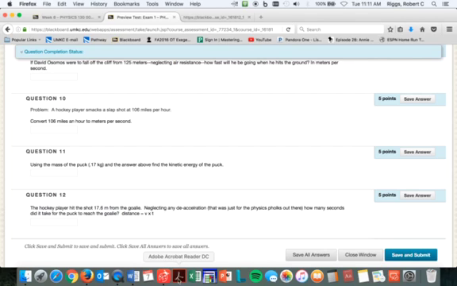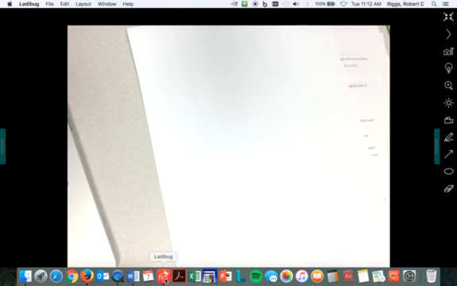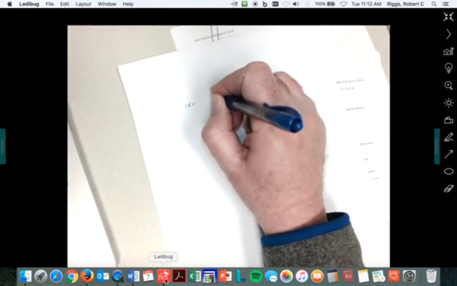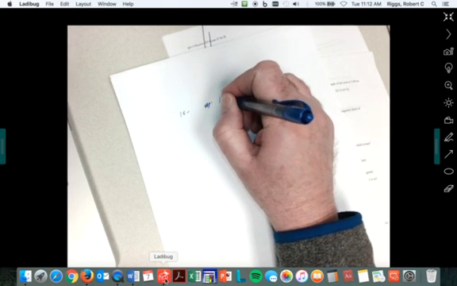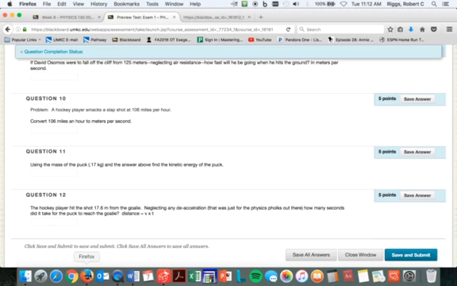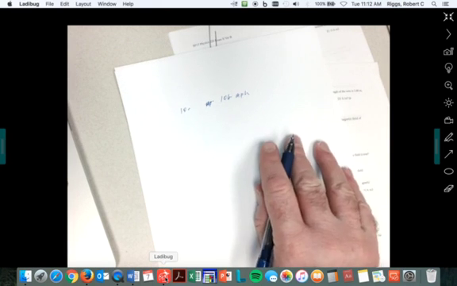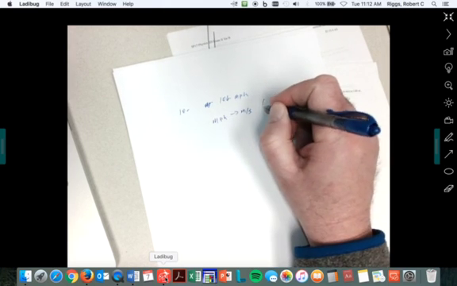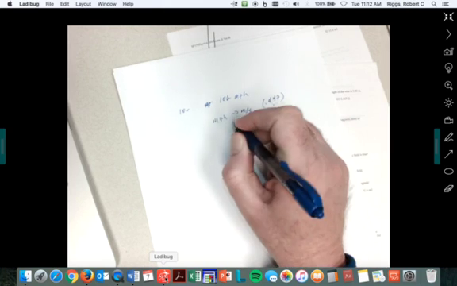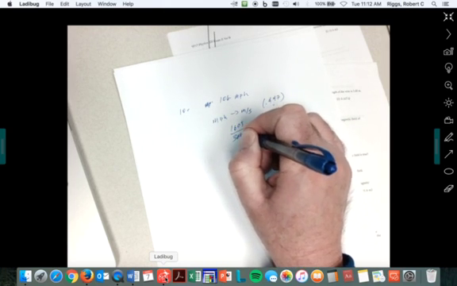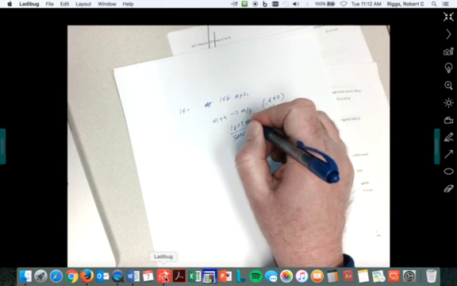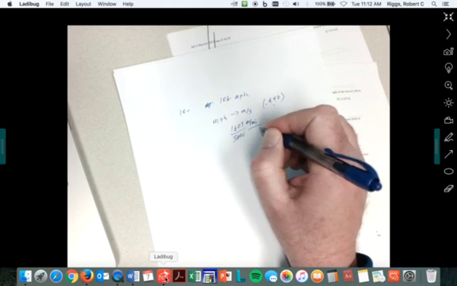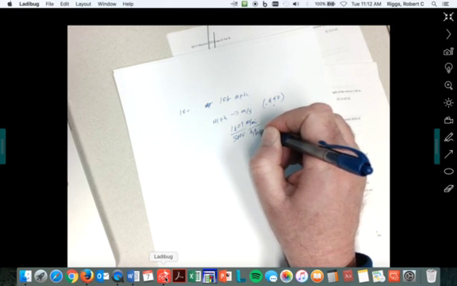All right, so 10, 11, and 12 look like this. 106 miles an hour. Convert miles per hour to meters per second. We've got a conversion for that. So all you have to do is multiply by 1609 divided by 3600, because there are 1609 meters in a mile, divided by the seconds in an hour.